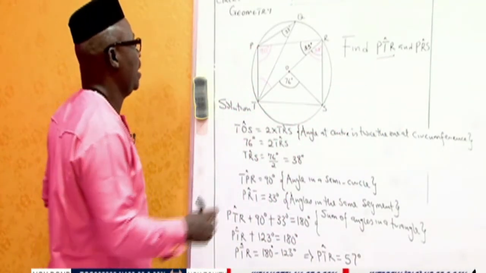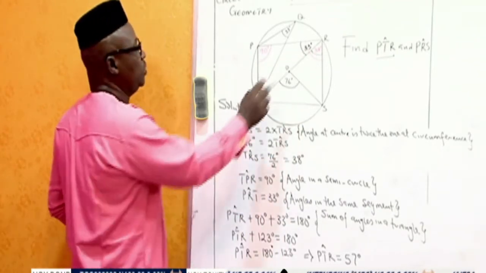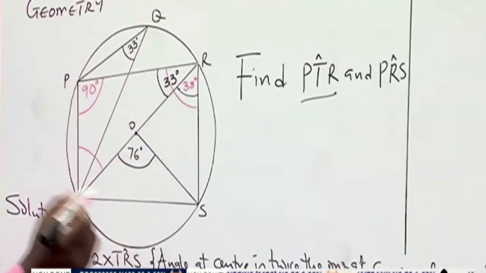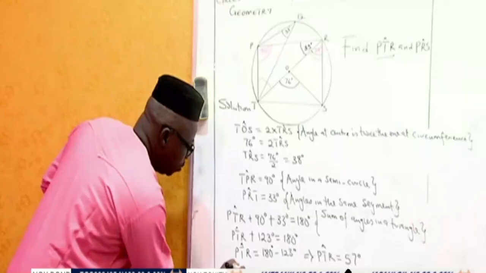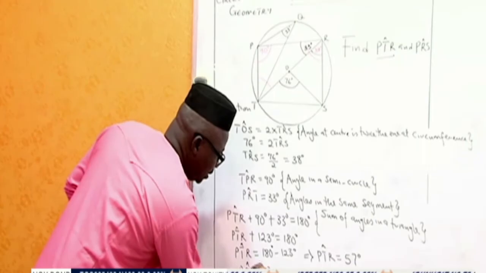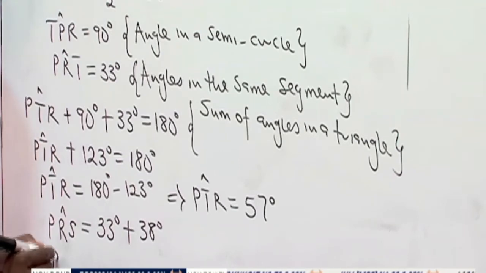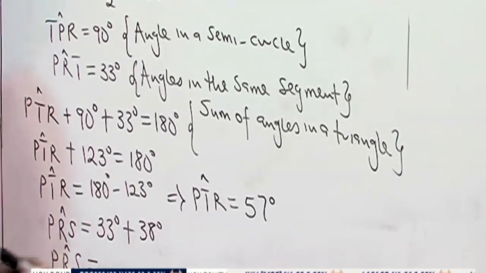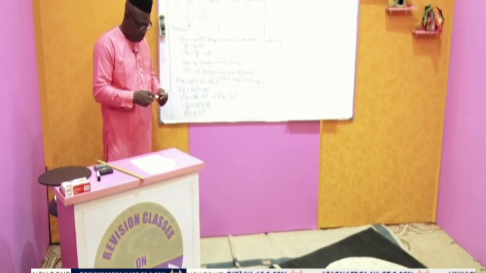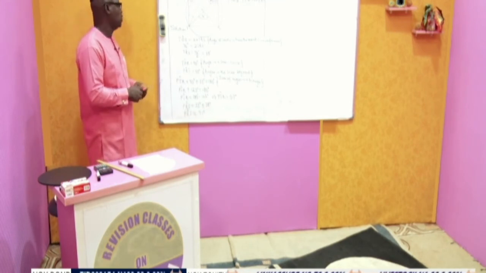Then PRS is a combination of angle 33 and 38. So all we need to do is just to add the two of them together. So I can now say angle PRS is equal to 33 degrees plus 38 degrees. And that implies that angle PRS is going to be, when we do our addition, this is 1 and this is 7. We have 71 degrees. On this note, we have been able to answer this particular question.